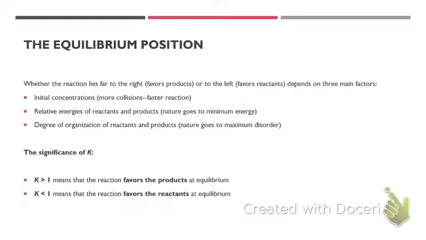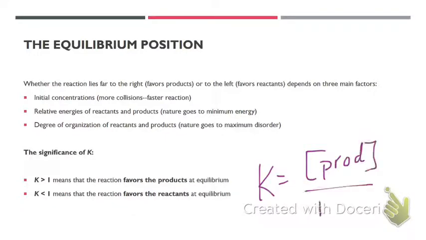If K is greater than 1, we are going to be favoring the products. If K is less than 1, we'll be favoring the reactants. If you can't remember that, go back to this general K is equal to products over reactants. That'll show you that if your K is greater than 1, you're going to have more products, and if your K is less than 1, you had more reactants in that equation. So that's always a way to look back at that. If you were forced to explain why, you could show them because of this. Okay?